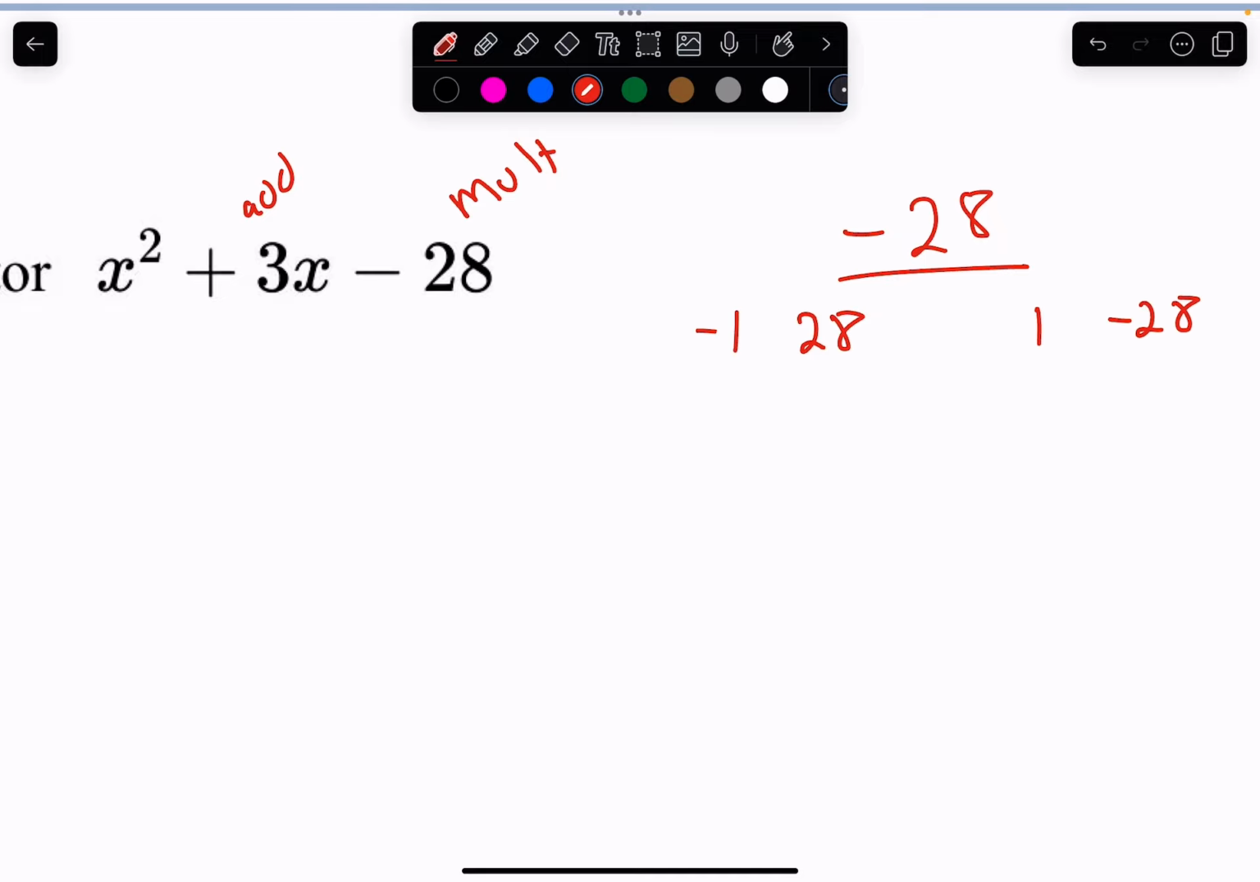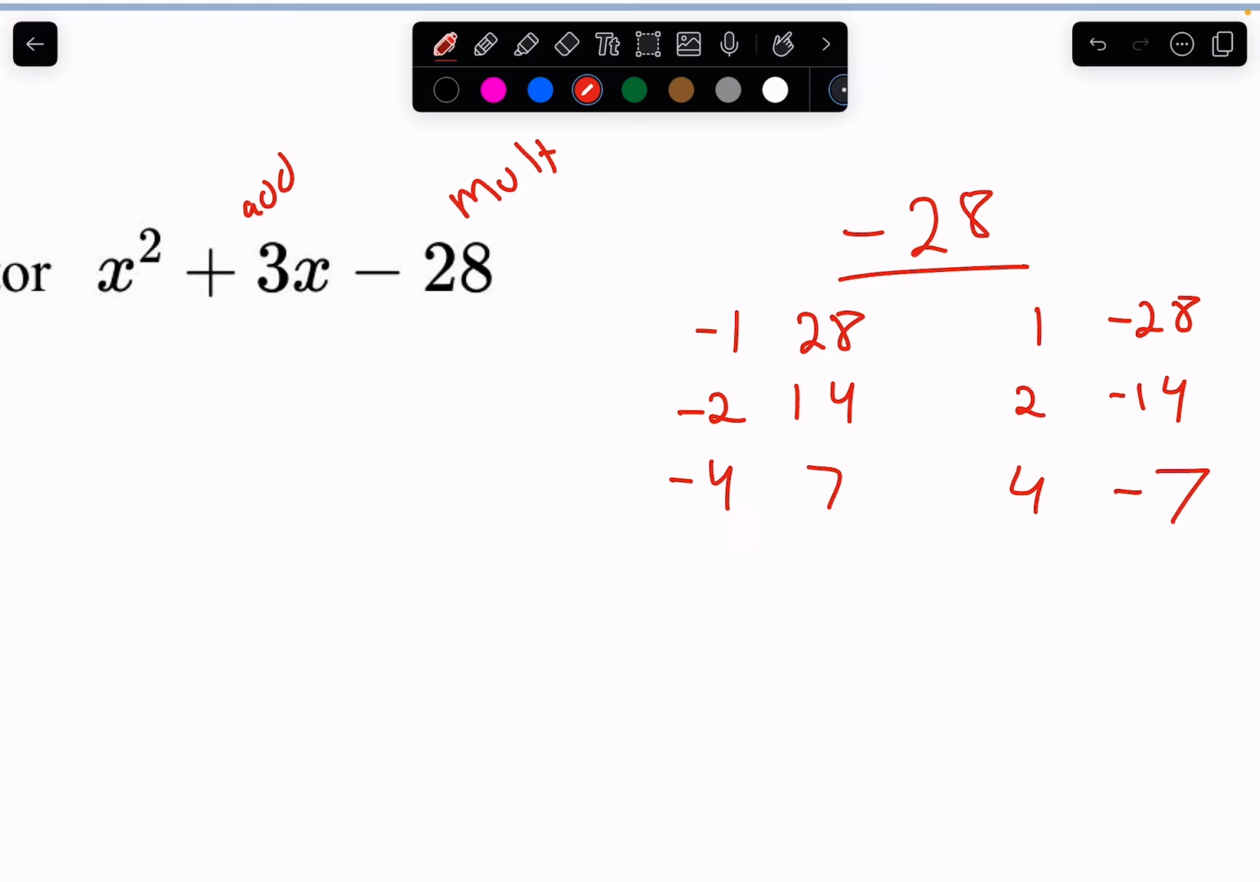Then we can do 2, right? We get negative 2 times 14, and positive 2 times negative 14. 3 does not work. If I do 28 divided by 3, that does not work. 28 divided by 4 works. I get a negative 4 and 7, or a positive 4 and a negative 7. 5 doesn't work. 6 doesn't work, and then 7 does work, and we end up repeating, right? So these are all of our options here.